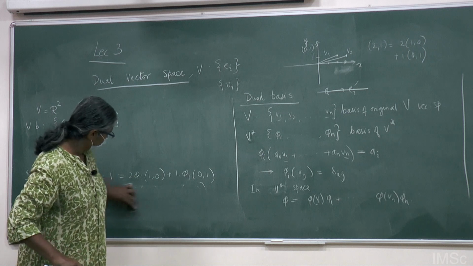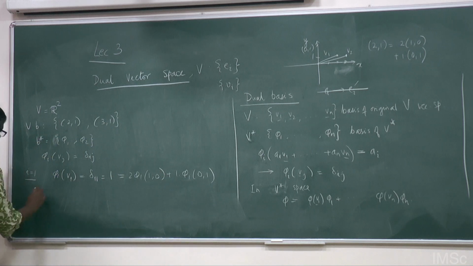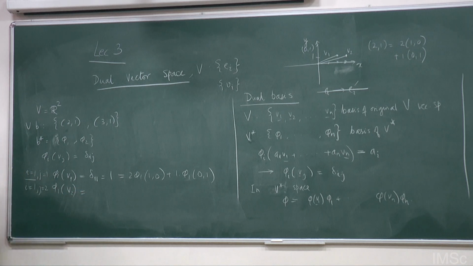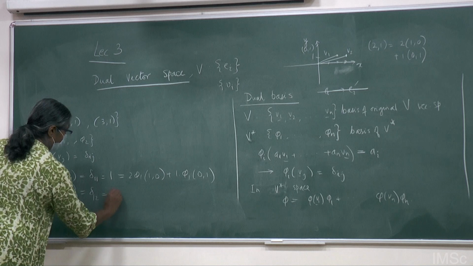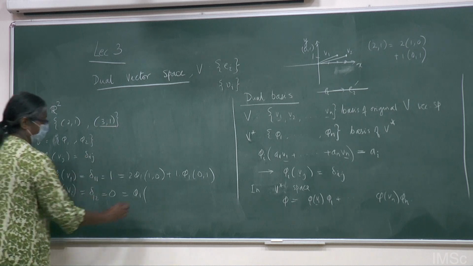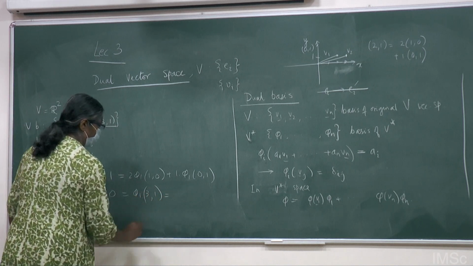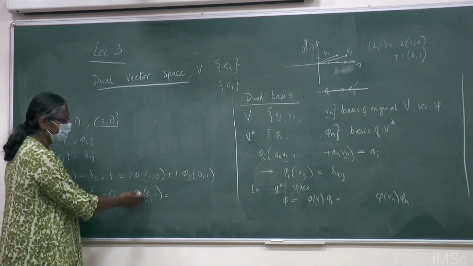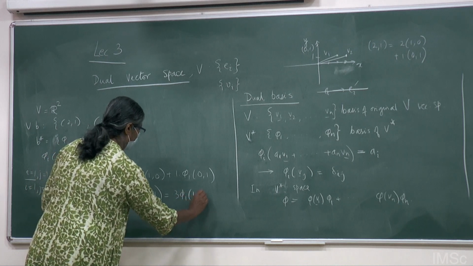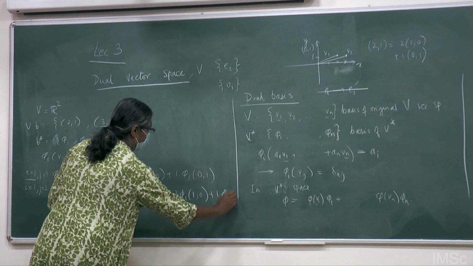Is this okay? Now you can do this yourself. i is equal to 1, j is equal to 2. So phi 1 of V2. What will this be? What is phi 1 of V2? 0. Very good. Delta 12 is 0. But what is phi 1 of V2? What is V2? So can I write this as 3 times (1, 0) plus 1 times (0, 1), and can everyone see that this is just 3 times phi 1 of (1, 0) plus 1 times phi 1 of (0, 1).